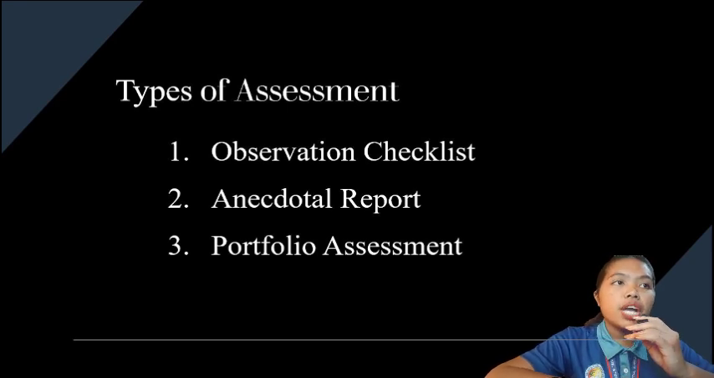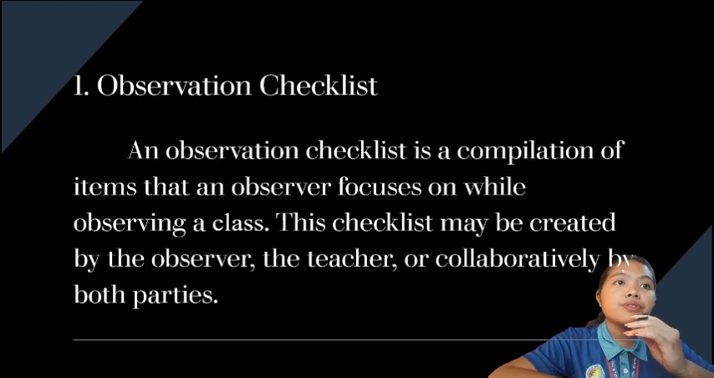First one is the observation checklist. An observation checklist is a tool that helps an observer record specific behaviors or skills during a class or activity, where it ensures that the observer or the teacher stays focused on key behaviors and collects data consistently.